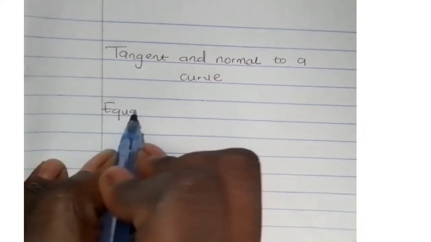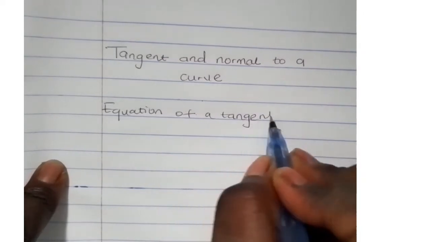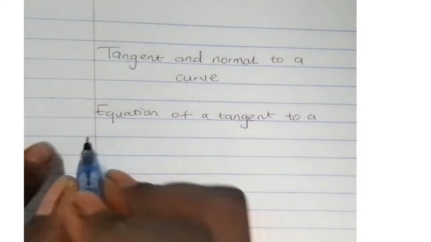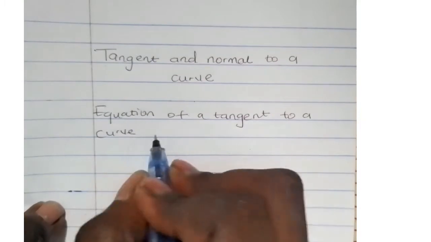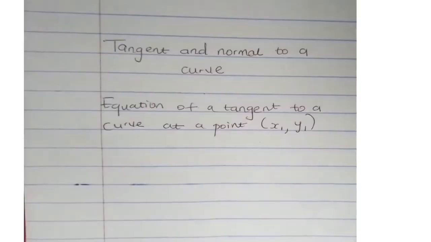In this video we're going to talk about the tangent and normal to a curve. The equation of a tangent to a curve at a point: we're given the point x1, y1.